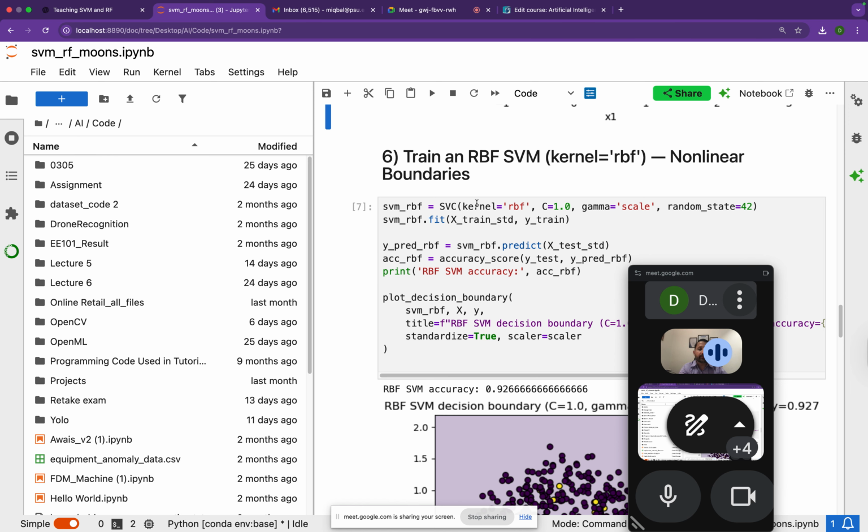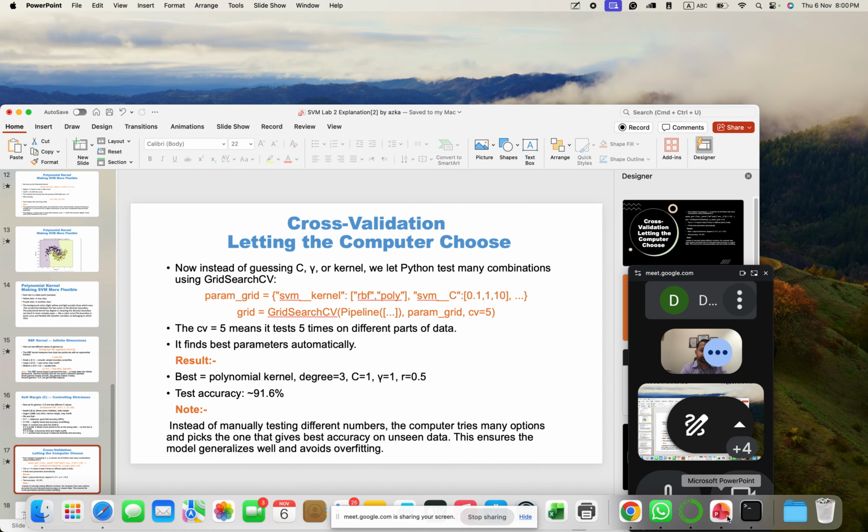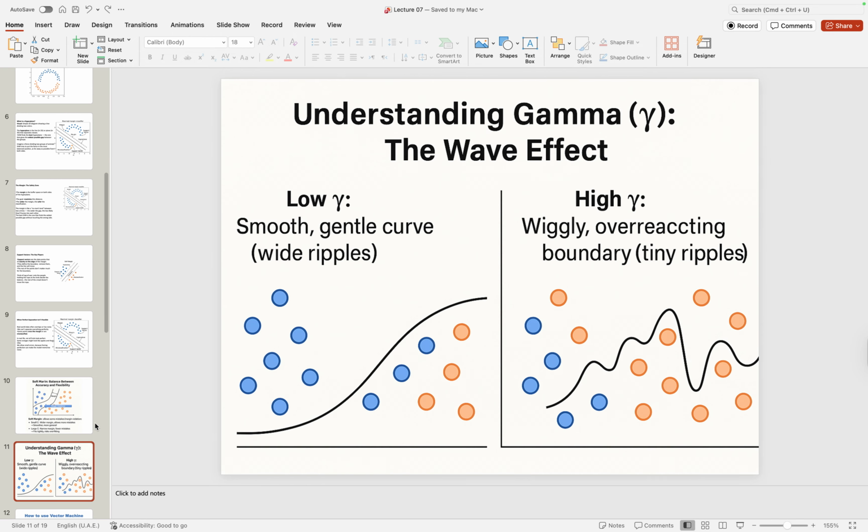But when you do the RBF, you need to provide not only the C but also the gamma, right? So you already know about the C, right? Let me give you what is gamma, okay? So here I'm going to explain to you about the gamma. So gamma is also a value. If you give low gamma, it gives you a smoother curve.